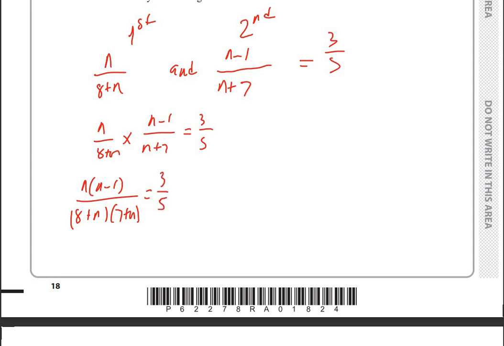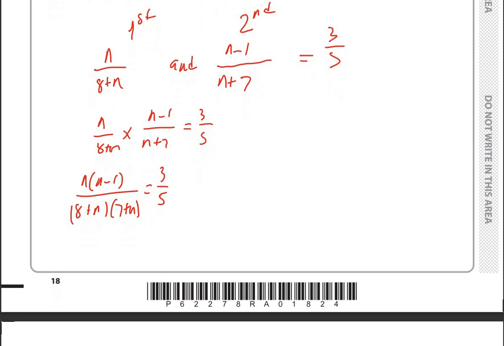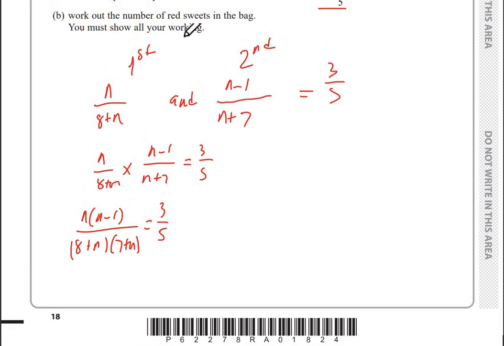We can expand out the brackets. We'll do it up here. Expand the brackets. So that gives us n squared minus n over 8 times 7 is 56 plus 8n plus 7n, which is 15n, plus n squared equals 3 over 5. Do a bit of cross multiplication.